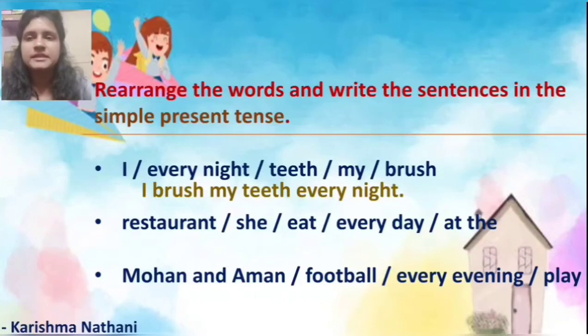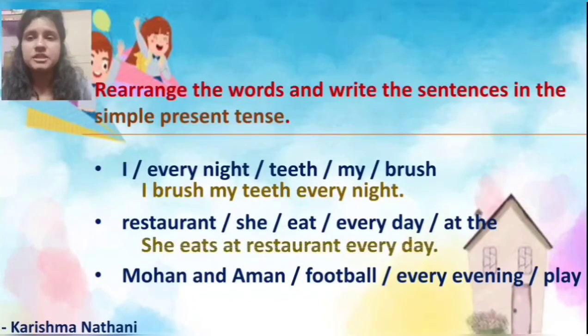Then second is restaurant. She, it every day at the. As we know here, the pronoun she is given. So we have to edit it according to this she. So answer is she eats at the restaurant every day. We have to convert eat to eats because she is singular now.